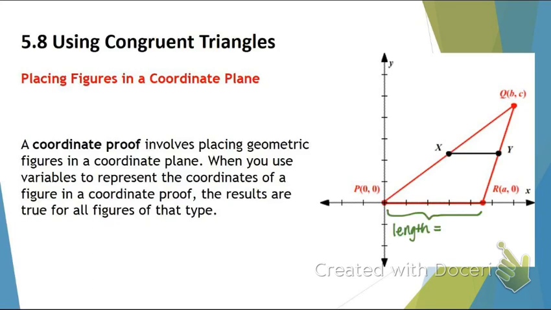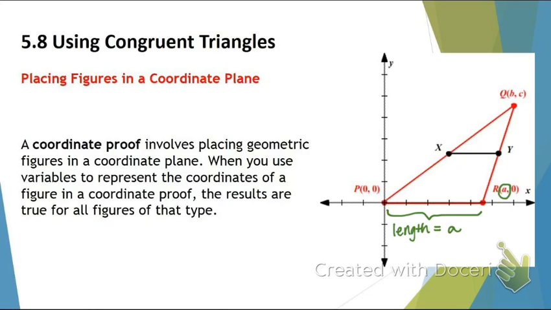So looking at this picture, what is the length of the base of this triangle? Well, the way to find the length of it is not to count the little segments. The way to find the length of it is to look at the x-coordinate for R. Because the x-coordinate for R is a, it means that R is a spaces from the origin. Therefore, the length of this triangle is a.